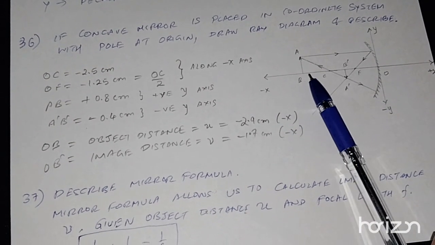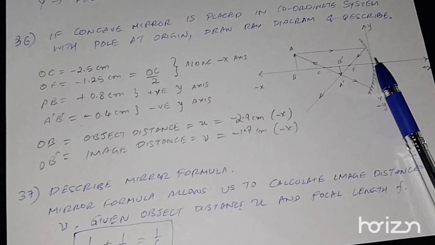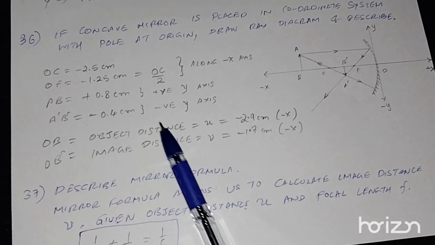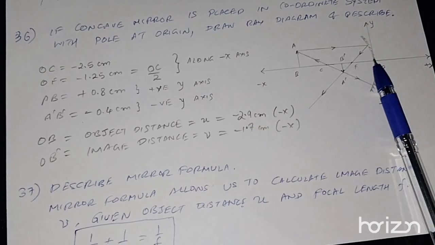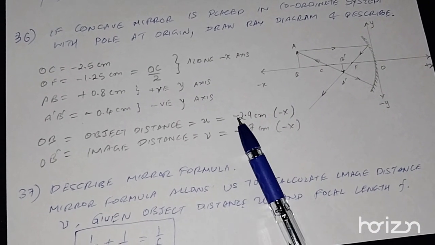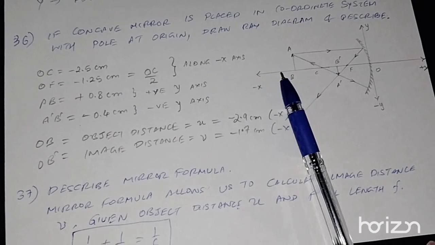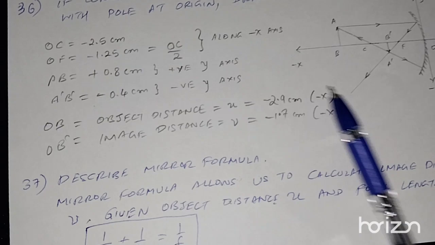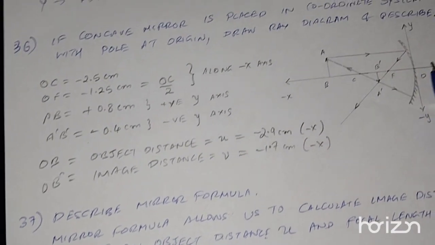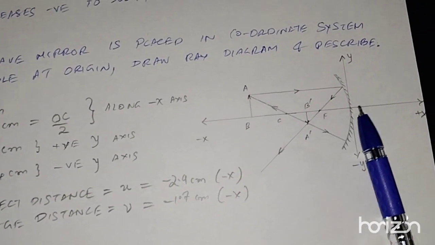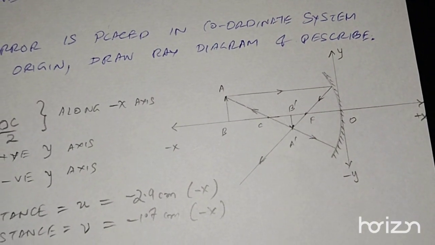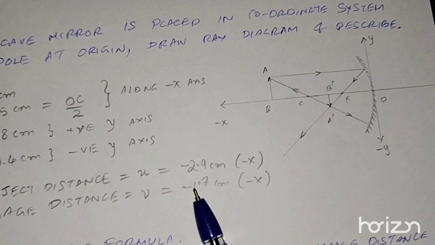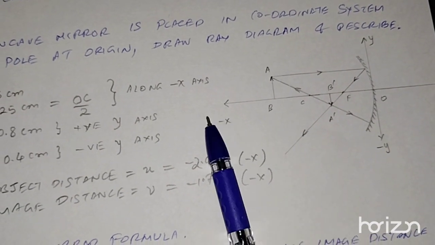Okay, so OB is the object distance. What is object distance? Object distance is the distance along the principal axis where the object is placed. If you take the scale and measure OB, you will get 2.9 centimeter, but it is given a negative sign because it's along the negative x-axis. And OB dash is the image distance, because that is where the image is formed. If you measure OB dash, you will get 1.7 centimeter. That is also given a negative sign because it's along the negative x-axis.